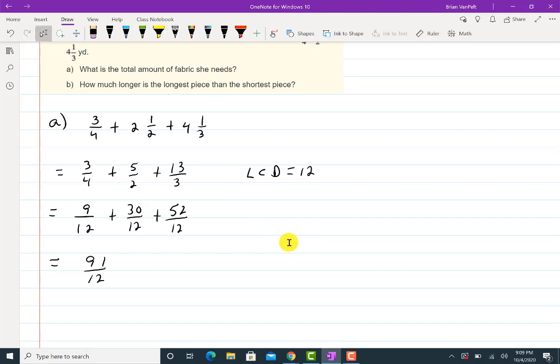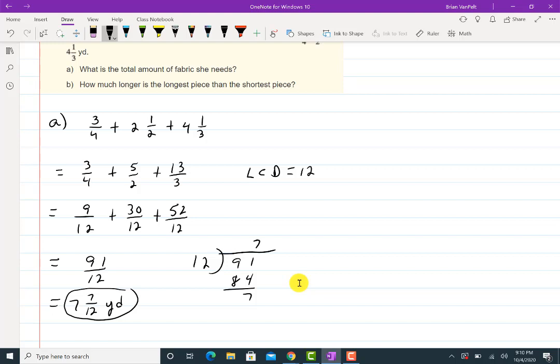And then I'll change it to a mixed number. I think it's 7 times. 7 times 12 is 84 with a remainder of 7. So we would have 7 7/12, and this is in yards. So let me put YD at the end to indicate yards. I think I'll be able to sneak part B in over here.